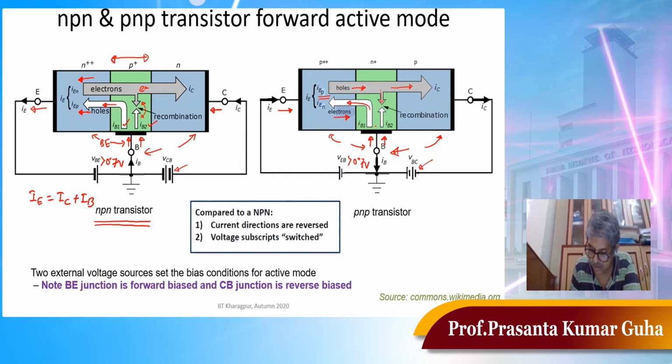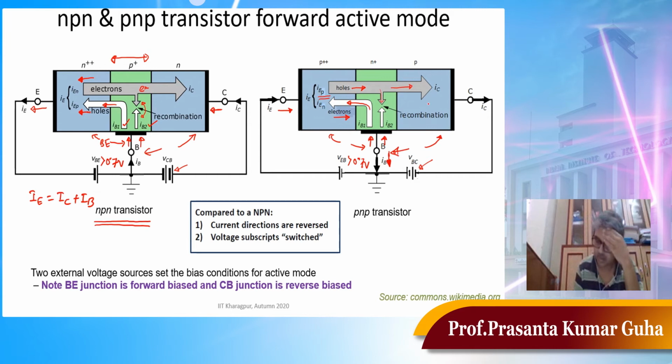Okay, so the number of electrons will be compensated or replenished. This gives rise to the current IB, whose direction is opposite to the motion of electrons, that is, the base current is leaving the base terminal, or coming out of the base terminal.